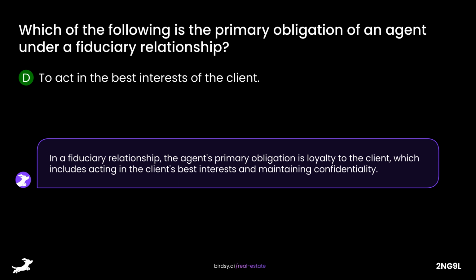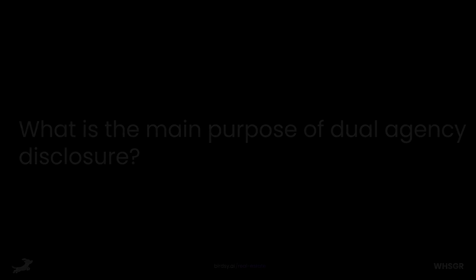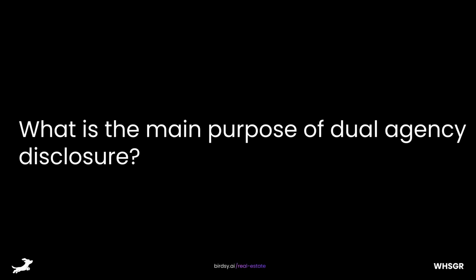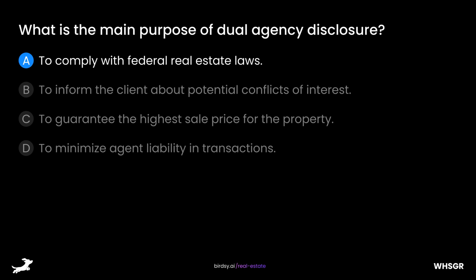In a fiduciary relationship, the agent's primary obligation is loyalty to the client, which includes acting in the client's best interests and maintaining confidentiality. What is the main purpose of dual agency disclosure? Is it A, to comply with federal real estate laws, B, to inform the client about potential conflicts of interest, C, to guarantee the highest sale price for the property, or D, to minimize agent liability in transactions? The answer is B, to inform the client about potential conflicts of interest.